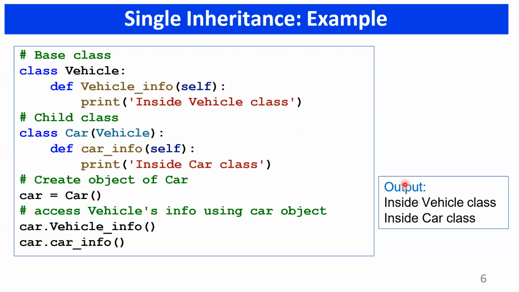If we look at the output, car.vehicle_info is invoking the method vehicle_info of the parent class, where we are printing inside Vehicle class, and car.car_info invokes the method of the child class, where we are printing inside Car class. So this is the output.